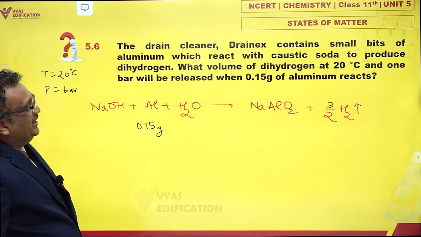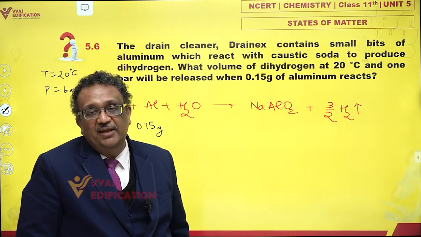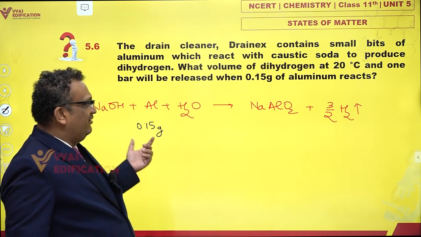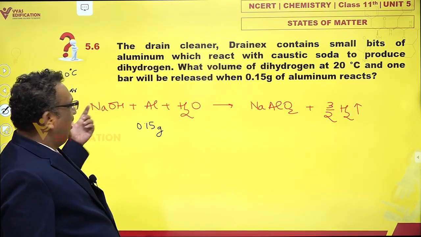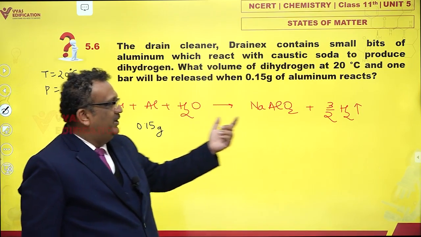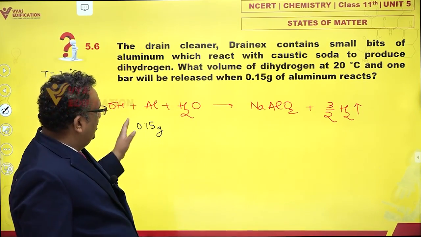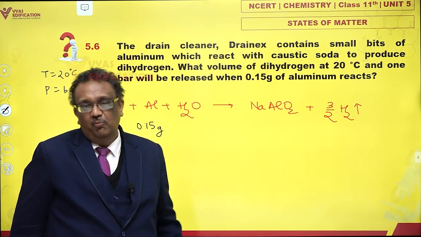NaOH has not been given. Caustic soda is NaOH. Since nothing has been given, I assume that I have enough H2O and enough NaOH. How many moles of hydrogen will I get? Now, using stoichiometry, I can calculate moles.